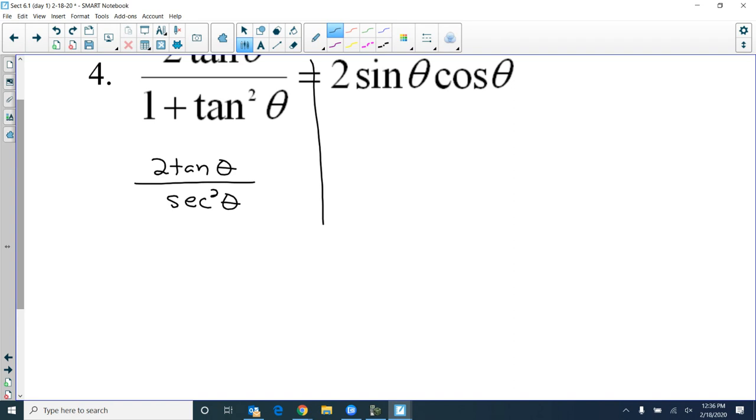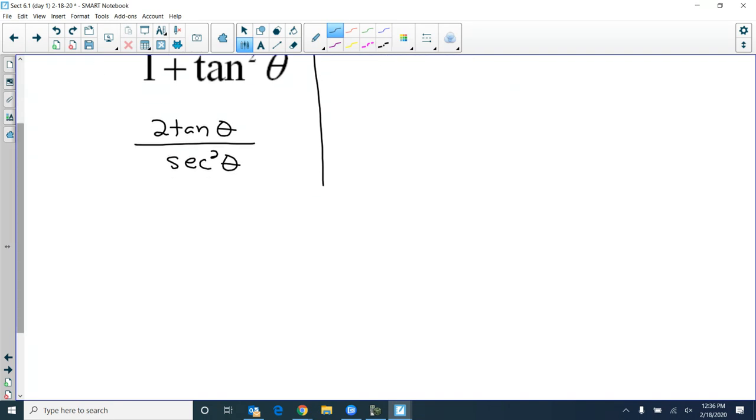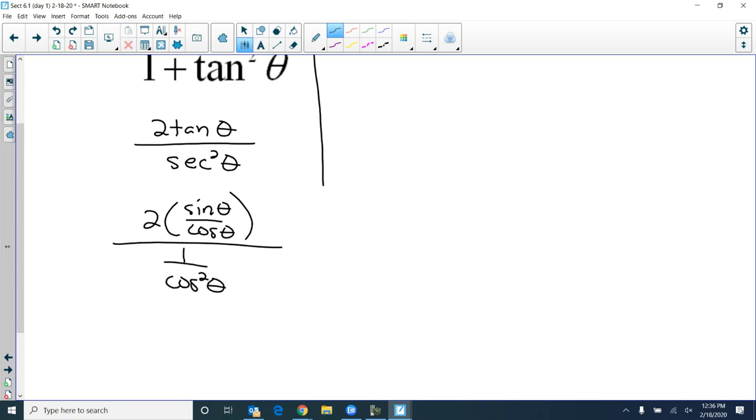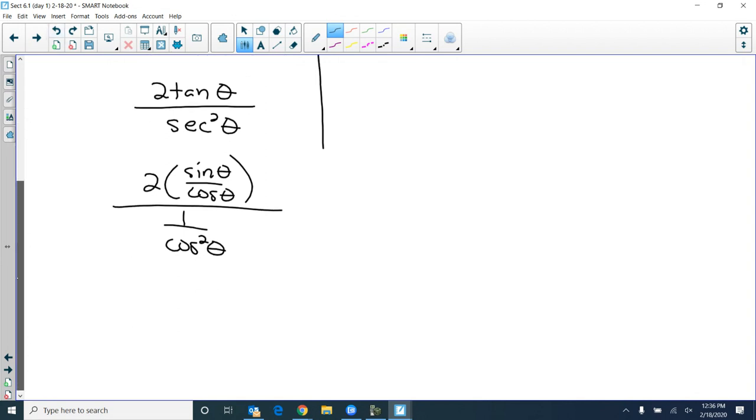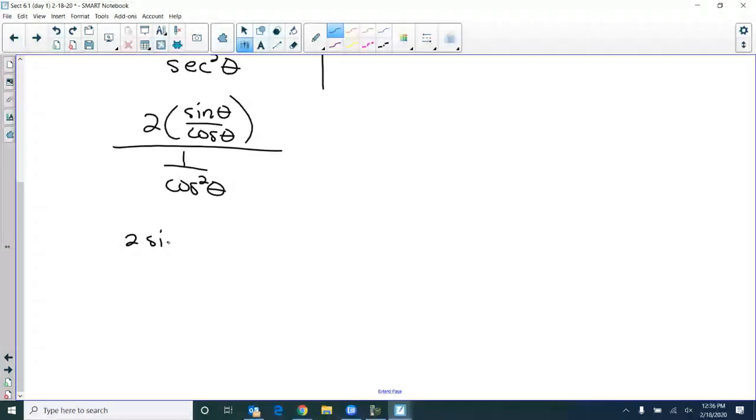Make the top 2 times sine of theta over cosine of theta, and the bottom 1 over cosine of theta. And then you would just multiply the same way you did before, or divide the same way you did. Convert to sines and cosines. So now that gives me 2 sine of theta over cosine of theta times cosine squared theta over 1. That cancels.